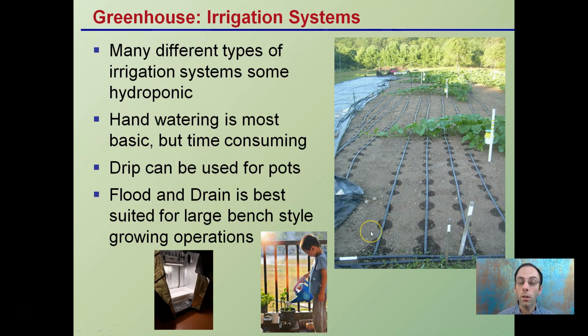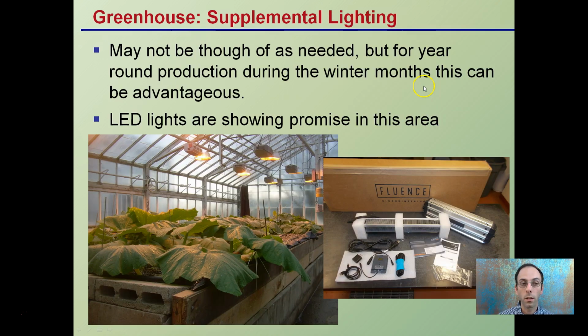Irrigation systems, there's many different types, even some that are hydroponic. We're looking at irrigation systems in general. Hand watering is the most basic, but is very time consuming. Flood and drain, as you see implemented in this grow tent, is suited for bench style operations. There's also drip irrigation, where it's evenly dispersing water over a long distance.